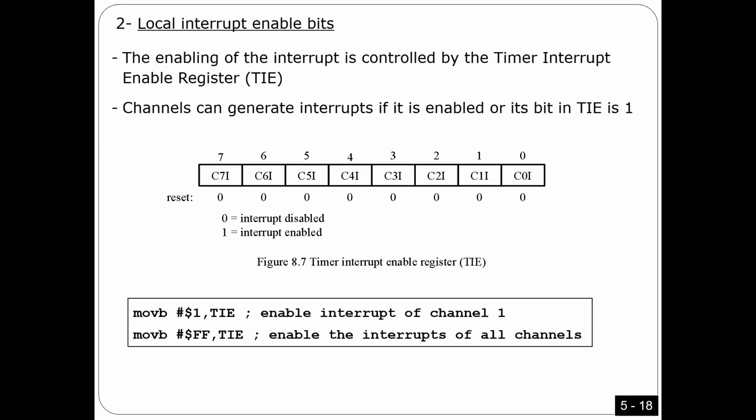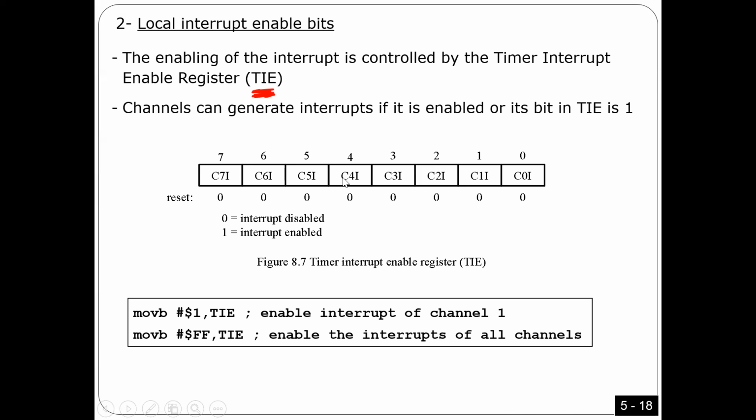Number two, now we have 8 interrupts. You told us every interrupt should have an enable bit. I have to tell you where the enable bit is, to enable or disable interrupts. The good thing, we need 8 enable bits, one for every channel. So they put the 8 together in one byte. This byte is called TIE, the timer interrupt enable register. This register has 8 bits, as you see here, one bit for each channel.